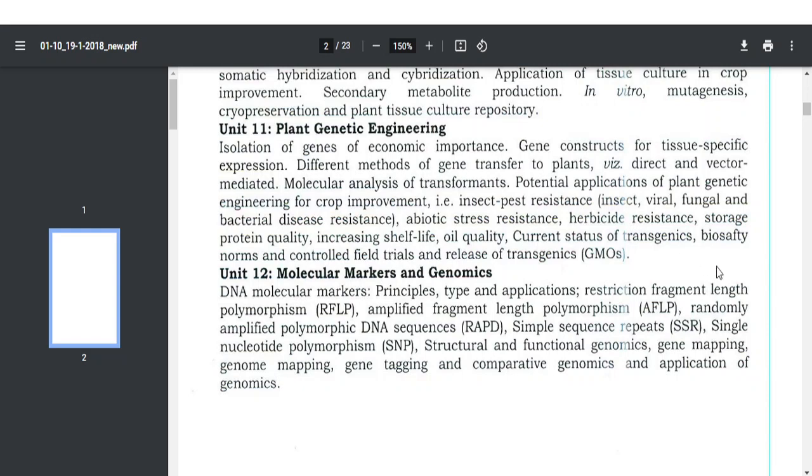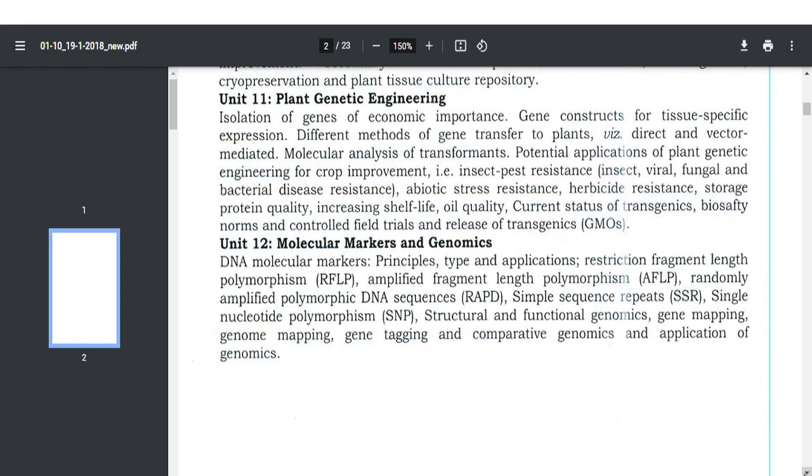At the same time, you need to know about biosafety norms, field trials, and how transgenics are released into the environment. Also, in the past 5 years, how many genetically engineered crops have been approved for cultivation. Recently genetically engineered mustard has been given approval, and currently in India it has been cultivated. So you need to know which particular gene has been inserted and which institute is responsible for conducting those field trials.